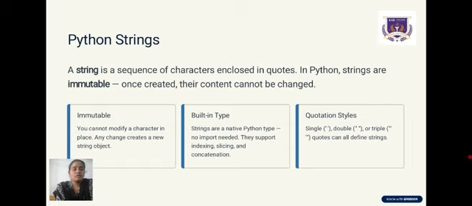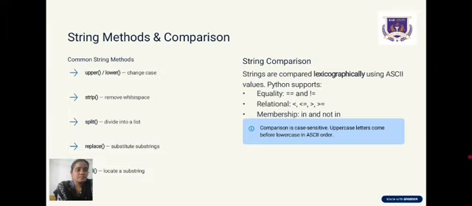We cannot modify a character in place. Any change creates a new string object. Built-in type means strings are a native Python type. No import needed. They support indexing, slicing and concatenation. Next one is the quotation styles. We can describe the strings by using the symbols.